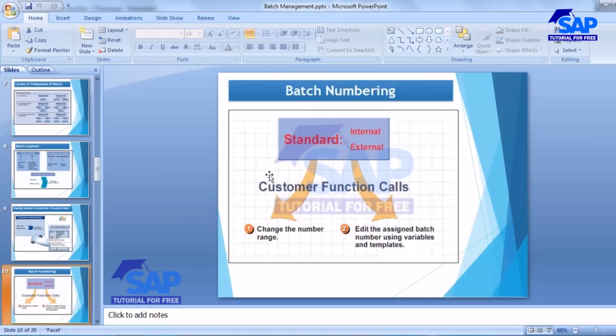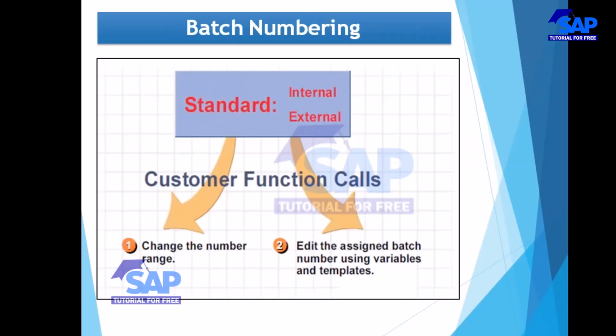Now the batch numbering system. Either you can enter the batch number manually, which is called external numbering, or the system will assign the number, which is called internal numbering. Every batch will be identified with a unique number. That number you can assign externally or internally. Internal means you maintain some number range, and from that the system will assign the number.